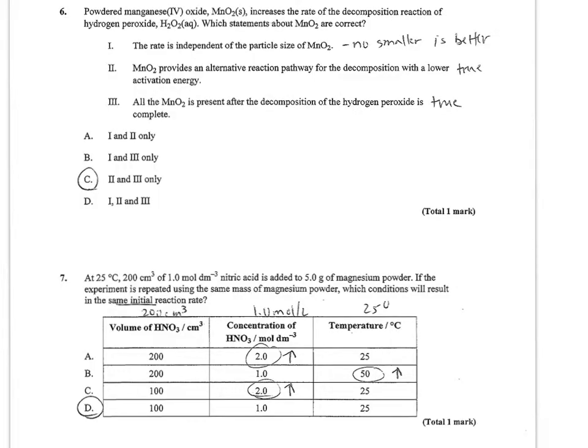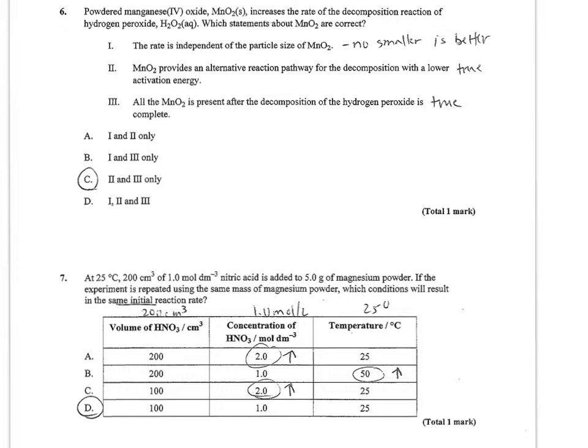Number 6 talks about powdered manganese oxide increasing the rate. So manganese oxide is a catalyst. So 1 says the rate is independent of the particle size of MnO2. That's not true. It's not independent. It is dependent on the particle size, because smaller is better for both the catalyst and the reactants.